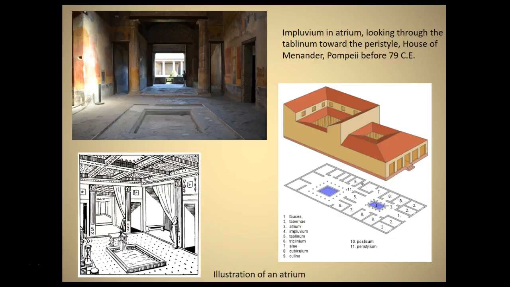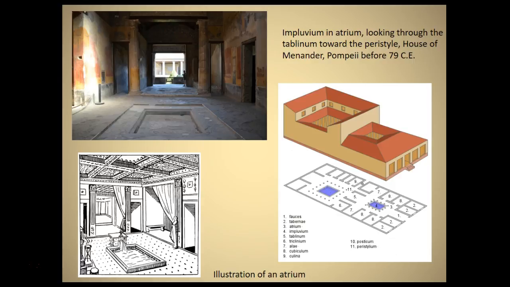Communicating with the atrium might be bed chambers, cubicula. This is number 8 in your diagram above. Side rooms or wings, alae, number 7 in your diagram, and the offices of the head of the household, known as the tablinum, number 5 in your diagram. The tablinum is often at the rear of the atrium.